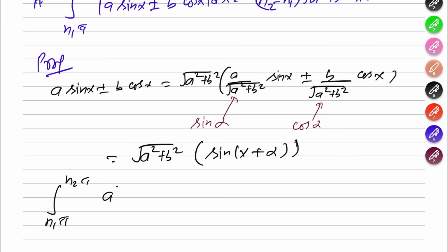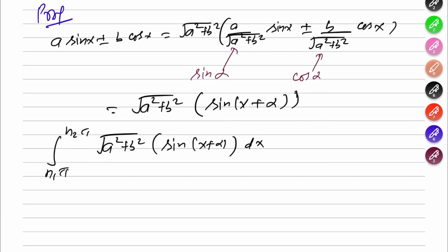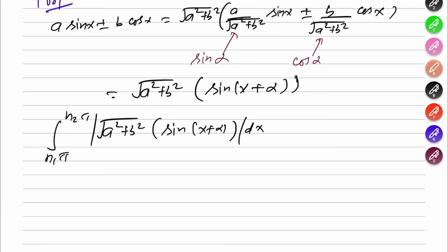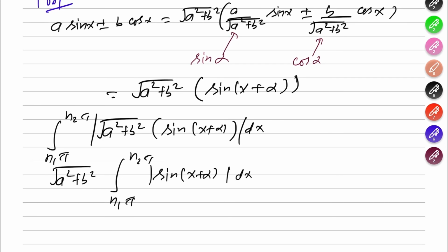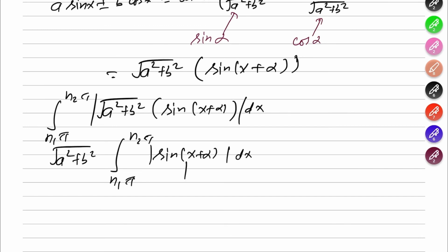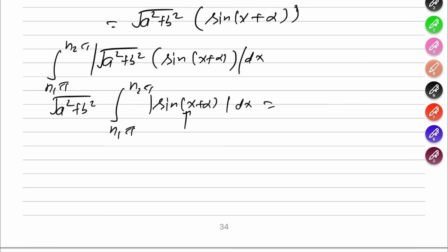So our integral will convert into the integral from n1 pi to n2 pi of square root of a square plus b square times modulus of sin of x plus alpha dx. Now a square plus b square is positive, so we can take it outside the modulus, and since it's a constant, outside the integral as well. So n1 pi to n2 pi modulus of sin of x plus alpha dx. Here the coefficient of x is 1, so we can directly write it.